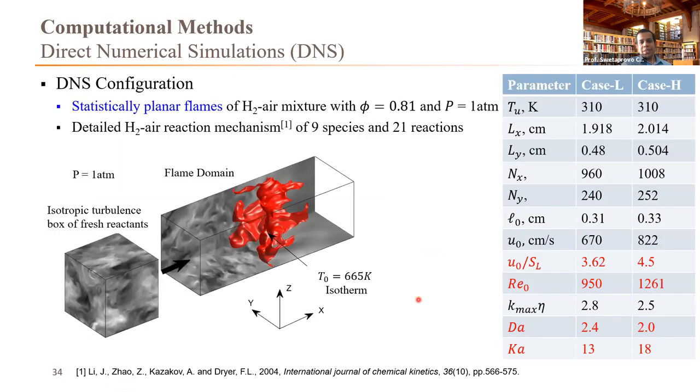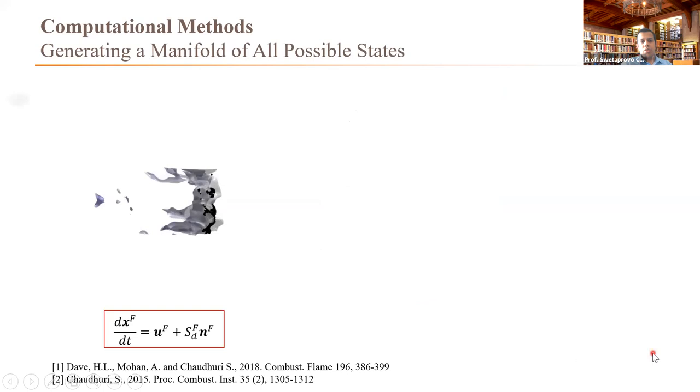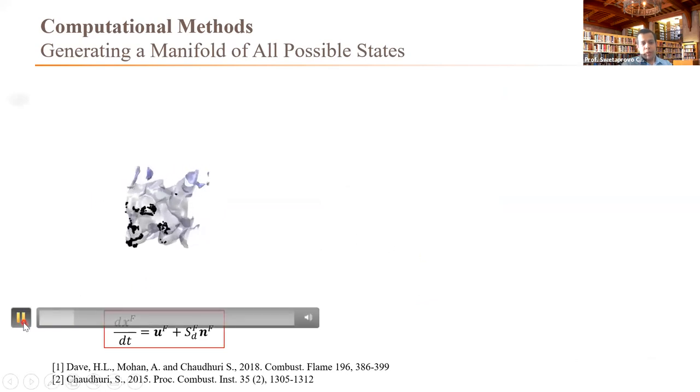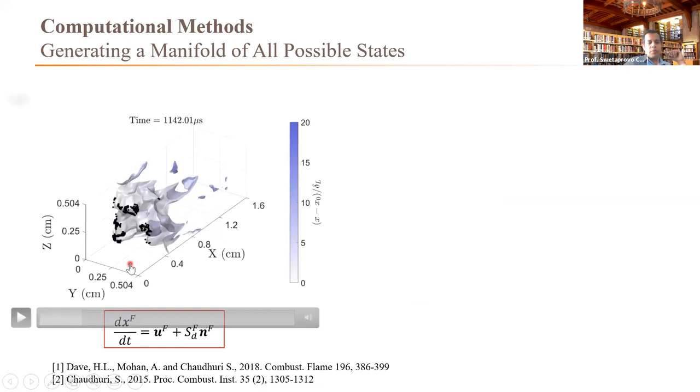Okay. So once again, we look into the DNS that we conducted of statistically planar hydrogen-air flames with a detailed reaction mechanism, with isotropic turbulence pushed in with a mean flow that goes on to interact with the flame, okay? And once again, these two configurations, Reynolds number close to 1000, Karlovitz number 1380. So now what we do is the following. As one of the participants said, why don't we do forward tracking? Yes, that's what we do here. We do purely forward tracking, starting from the generating locations of the flame surface.